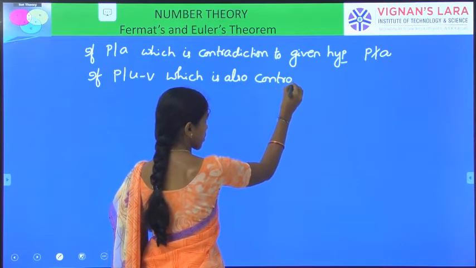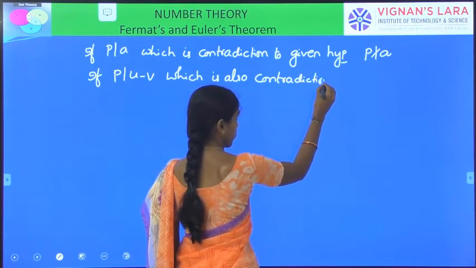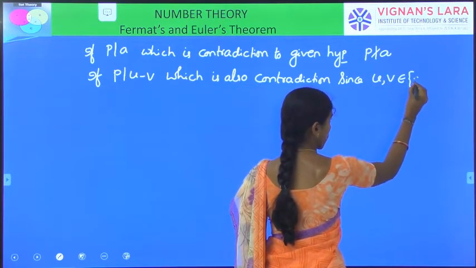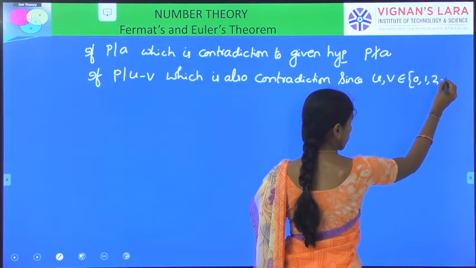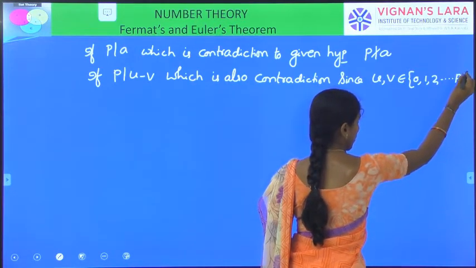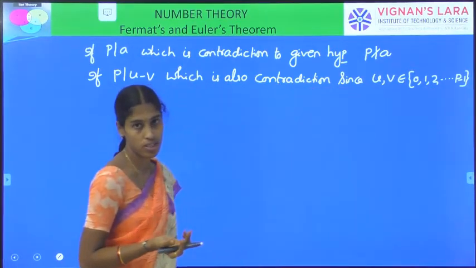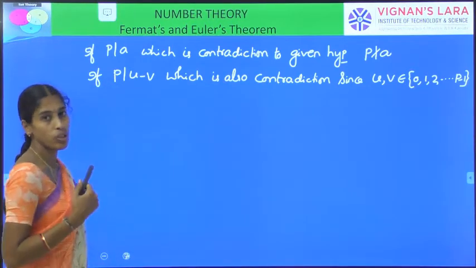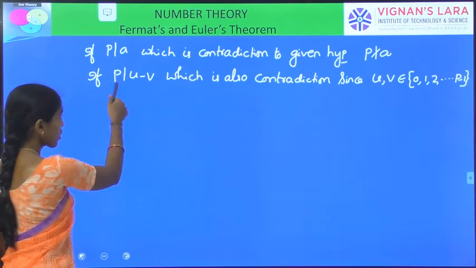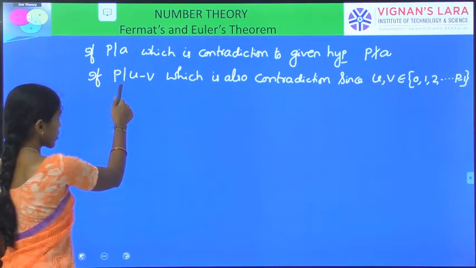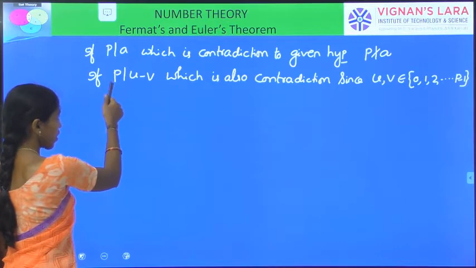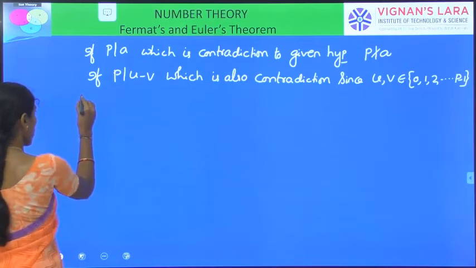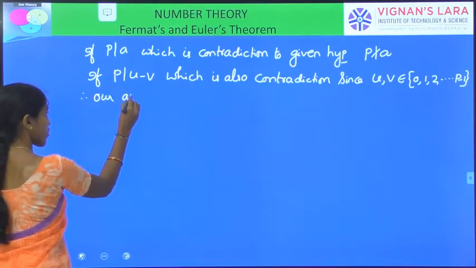Why is it a contradiction? Since U, V both belong to the set 0, 1, 2, and so on up to P minus 1, both values are less than P. So the U minus V value is also less than or equal to P minus 1. But using the definition of divides, the right side term is always greater than the left side term, which is also a contradiction. Therefore, our assumption, what is our assumption?